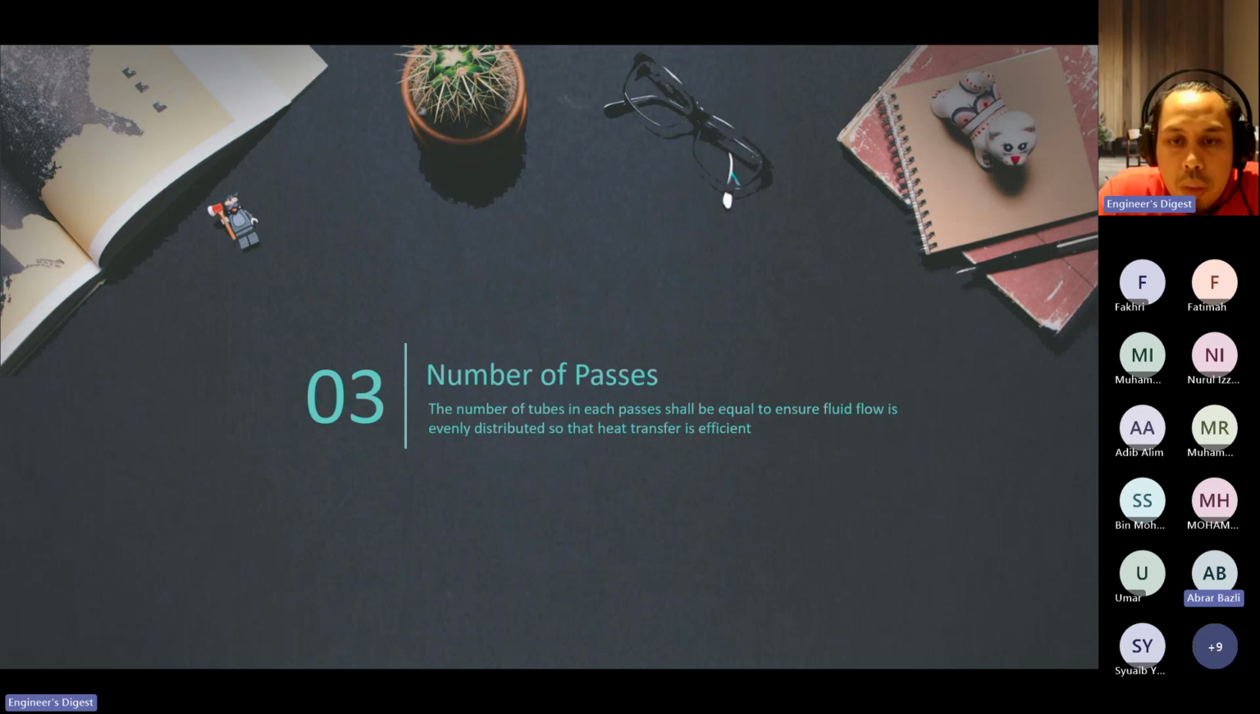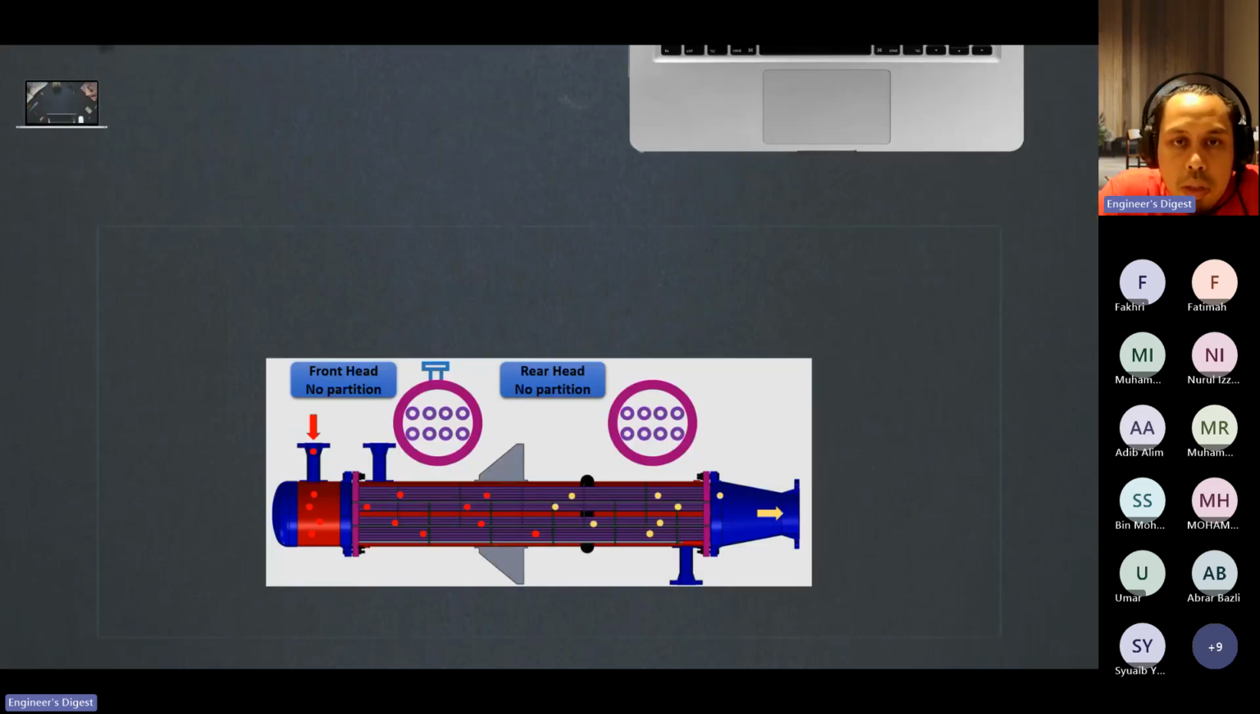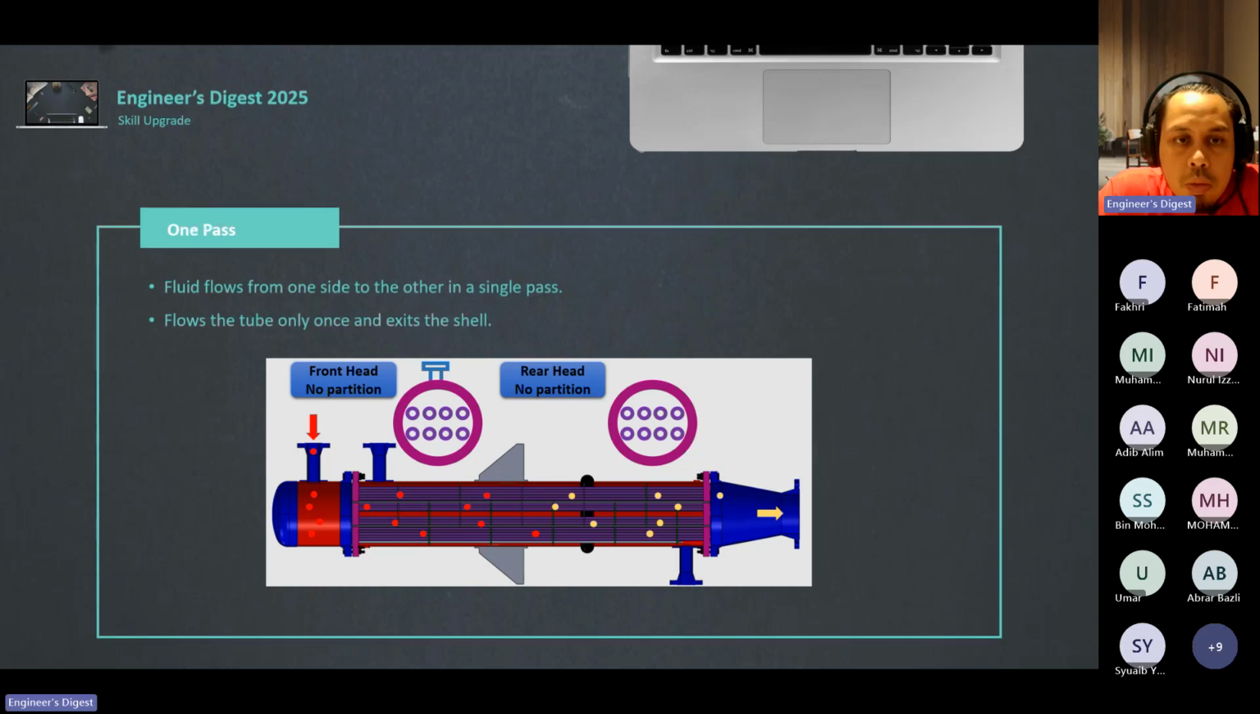Okay, thank you. All right, so this is the number of passes. The number of tubes in each pass shall be equal to ensure fluid flow is evenly distributed so that heat transfer is efficient. But what does it mean by number of passes? Consider this. This is what we call one pass. What does it mean by one pass? This is a front head with no partition because it's one pass. When the fluid enters from the tube side, it goes along the tube, then it exits. It will not go back again.